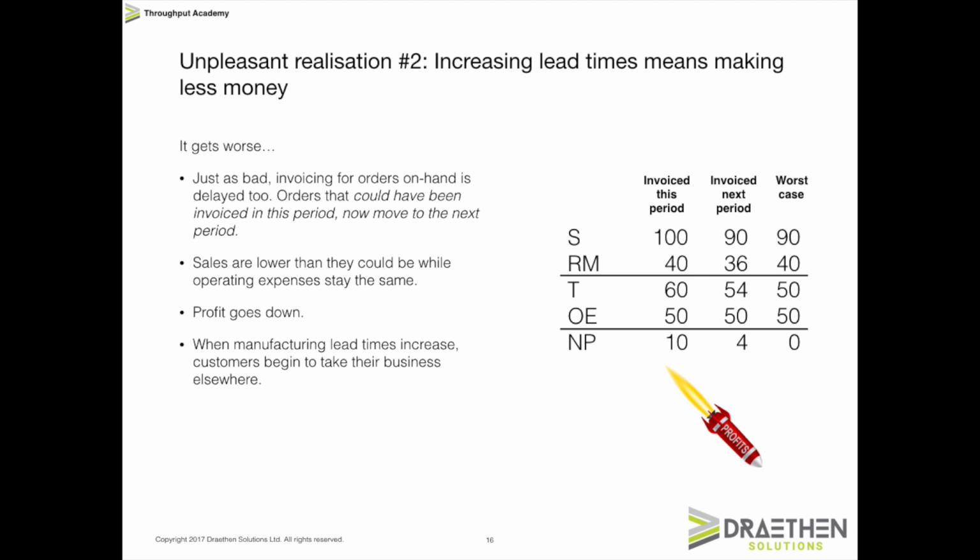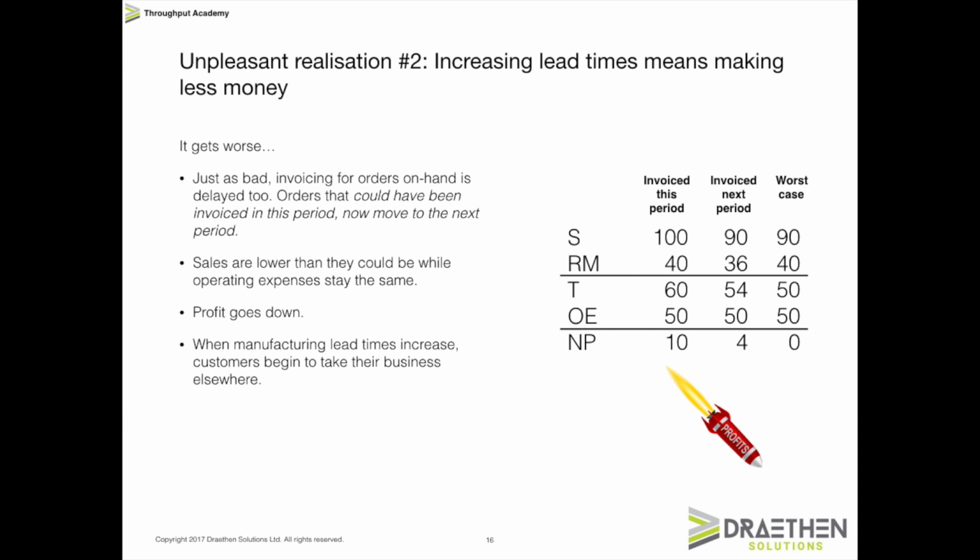Let's just remind ourselves of the exact mechanism by which longer lead times equal lower sales. Look at the little throughput style profit and loss table on the slide there. You can see that we've got sales, raw material, throughput, operating expense and net profit. If everything was shipped as it should be shipped in this period, then the numbers would look like they are in the first column there, which says invoiced in this period. Sales of 100, raw material of 40, throughput of 60, operating expense of 50 and net profit of 10.